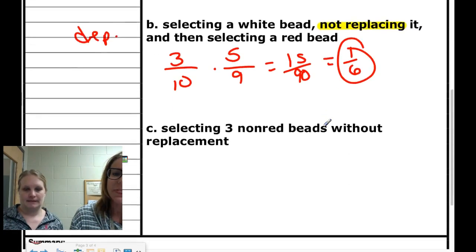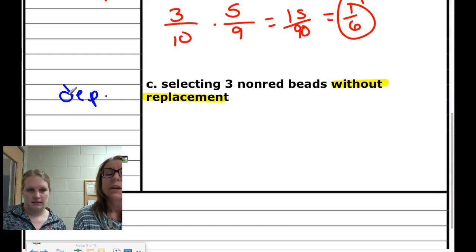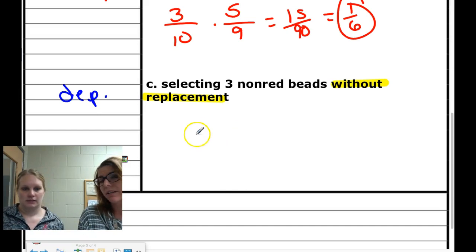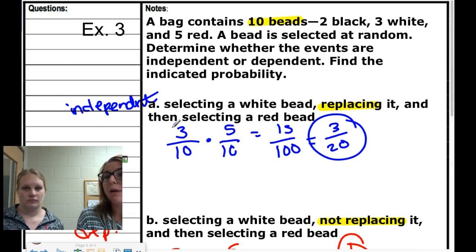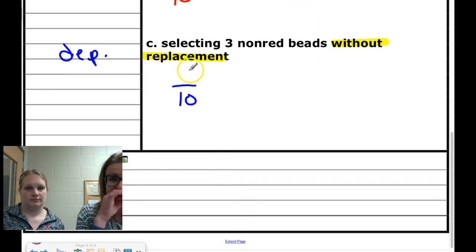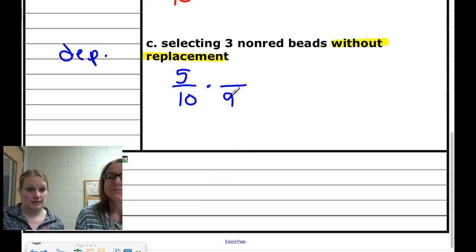Nice. And another one. Selecting 3 non-red beads without replacement. So if we're not replacing it, what did we say that is? Dependent. So we should write dependent. So we know how many beads are there again? There's 10, that's our denominator. So let's go back up and look. How many of them are not red? 2 plus 3 is 5. Okay, so 5 are not red. And we're not putting it back. So times 4 over 9. Right. Because we're not putting back one of the non-red ones, so it's 4 this time.